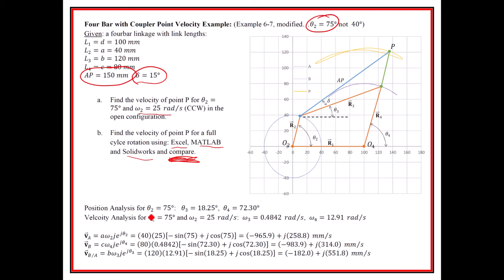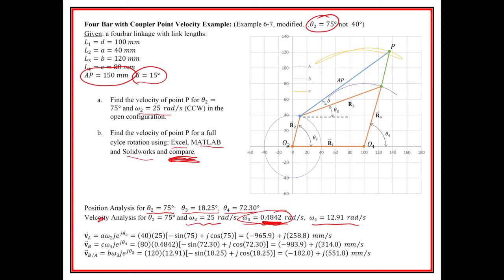In the position analysis, I could use my tools that I've previously created, and for 75 degrees, I can find that theta 3 is 18.25 and theta 4 is 72.3. In the velocity analysis, at 75 degrees, with omega 2 given, I can get omega 3 and omega 4. I'm only really going to need omega 3. The position that I chose, I thought it was pretty good, but still that's kind of a small value right there.